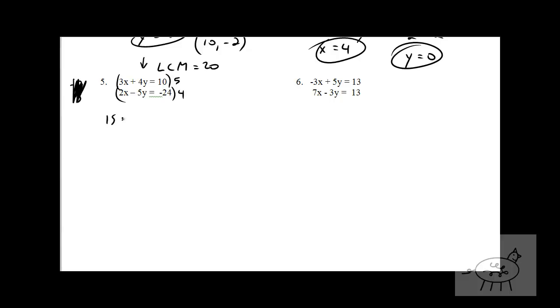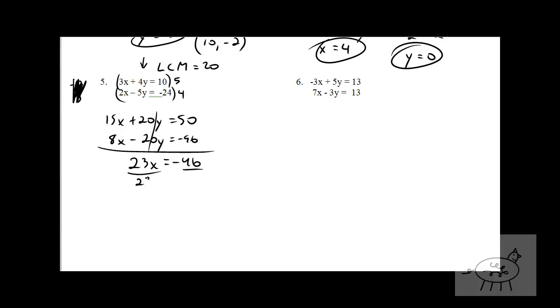So we get 15x plus 20y equals 50, and 8x minus 20y equals negative 96. Okay, the 20y's cancel, and we wind up getting 23x equals negative 46. Again, you're using your calculators because it's okay. Divide by 23, x comes out to be negative 2.